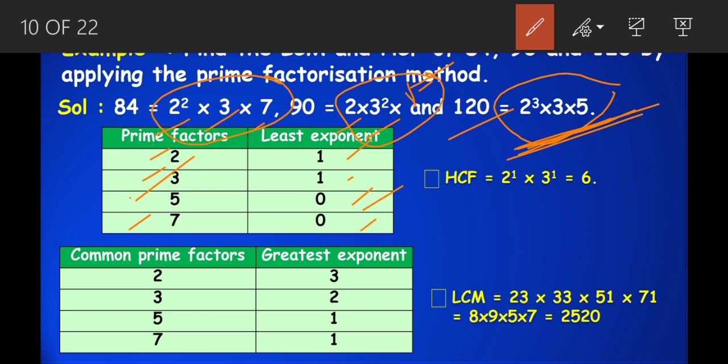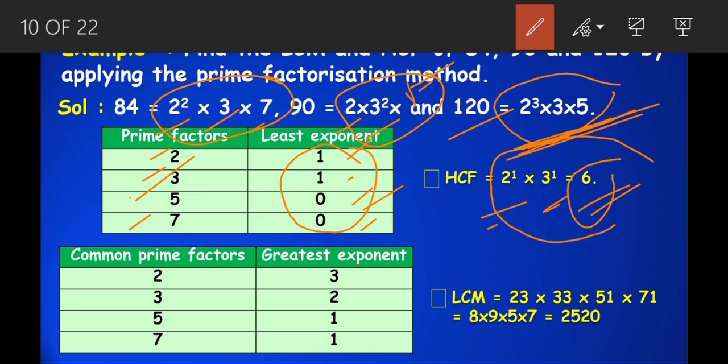Okay. Like that, the least number of times the exponent is occurring, that least exponent value we have to note down. So 2 is 1 time, 3 is 1 time. We have to multiply all these terms. 2 power 1 because it is occurring 1 time. 3 power 1, it is occurring 1 time. So what value will we get? 6. There is no 5, there is no 7. If you multiply all the least exponents, 2 power 1, 3 power 1, 5 power 0, 7 power 0, we will get the value 6.